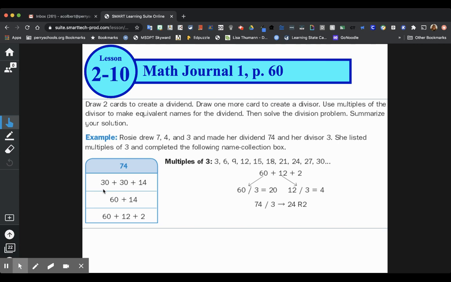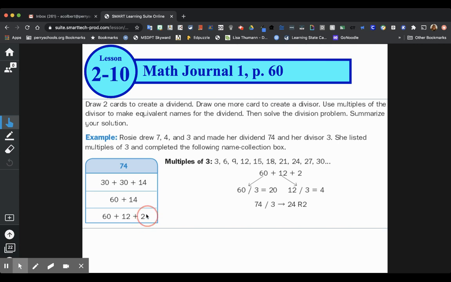And as you can see here, she knew that 30 plus 30, because that's a multiple of 3, is 60, and then she added 14. She also did 60 plus 14, and then she also did 60 plus 12 plus 2. So you'll notice that this one and this one both had a plus 14, which we know 3 can go into. So she expanded it even more and did 60 plus 12, and then she saw that she had that 2. And we know that if we're doing multiples of 3, 2 is too small.